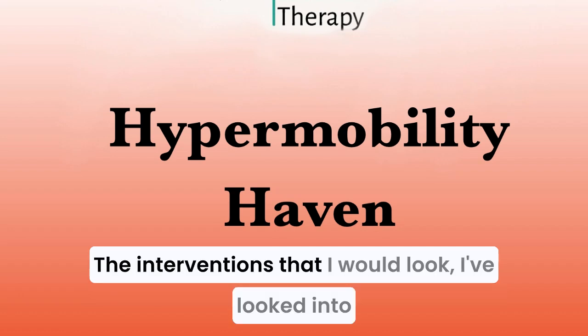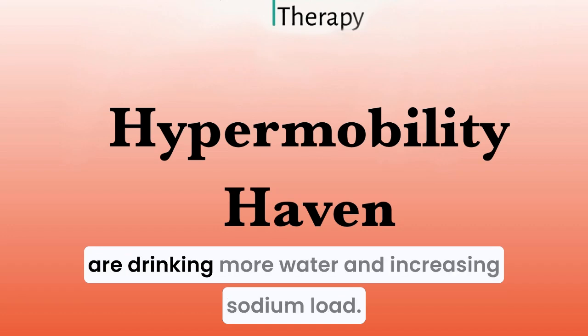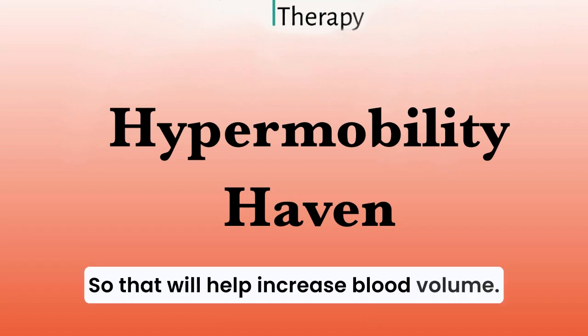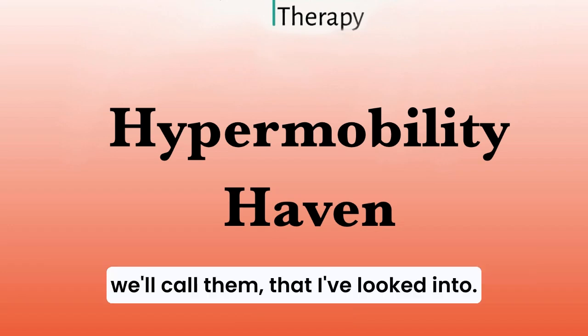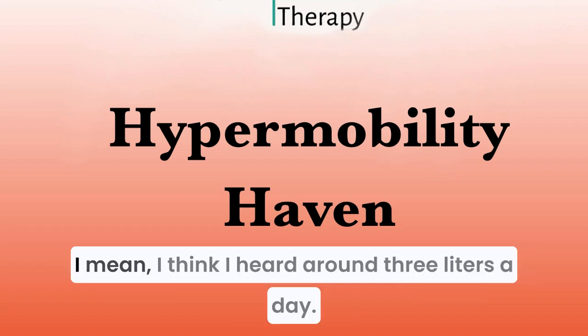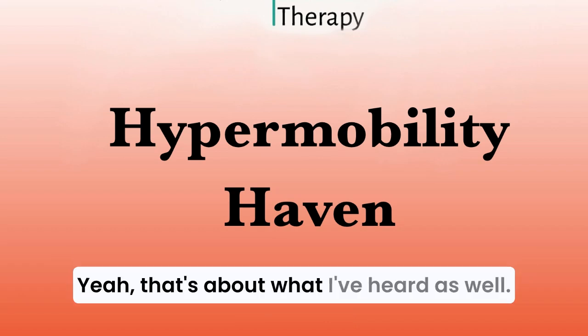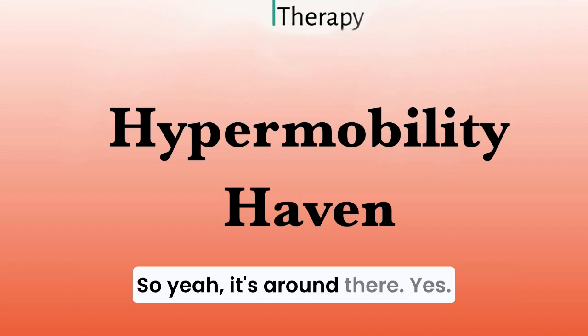The interventions that I've looked into are drinking more water and increasing sodium load, so that will help increase blood volume. Exercise and compression are the 3 main subtopics, we'll call them, that I've looked into. So how much water? I think I heard around 3 litres a day. Yeah, that's about what I've heard as well.